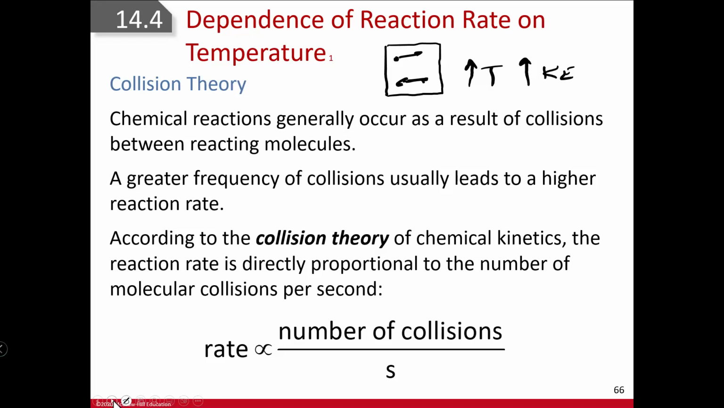So this is called collision frequency. A greater collision frequency leads to a higher reaction rate, which makes sense because once these things collide, they may stick together and form a new product, and they may not. They may bounce off each other. But the rate of the reaction is proportional to the number of collisions per second. With more collisions per second, the more likely you have an effective collision that will create a new substance.